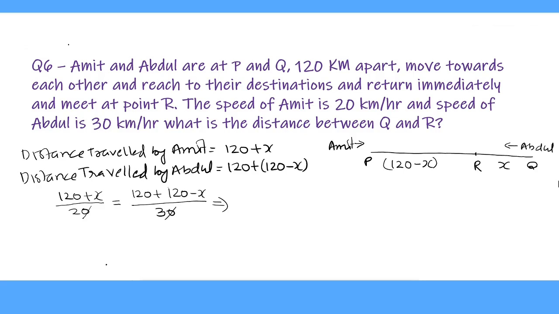So we cancel zeros on both sides of the denominator and cross multiply, which gives us 360 plus 3x equal to 120 plus 120, which is 240 minus x. So 240 multiplied by 2 is 480 minus 2x. On transferring, we get 5x equal to 480 minus 360, which is 120. Therefore, x equals 120 divided by 5, which is 24 km. So the distance between R and Q is 24 km.